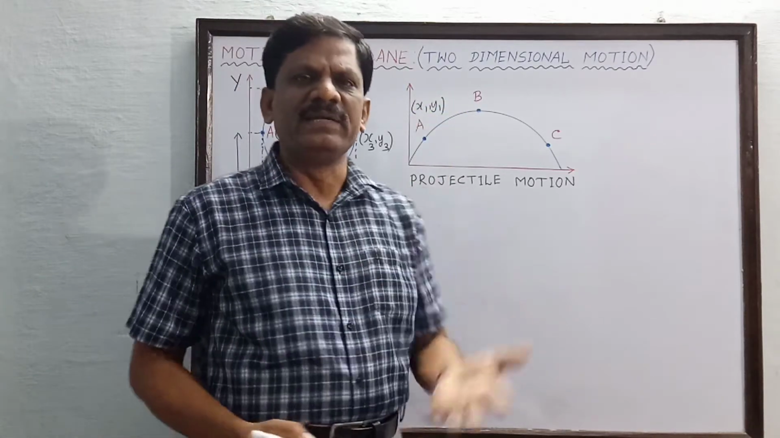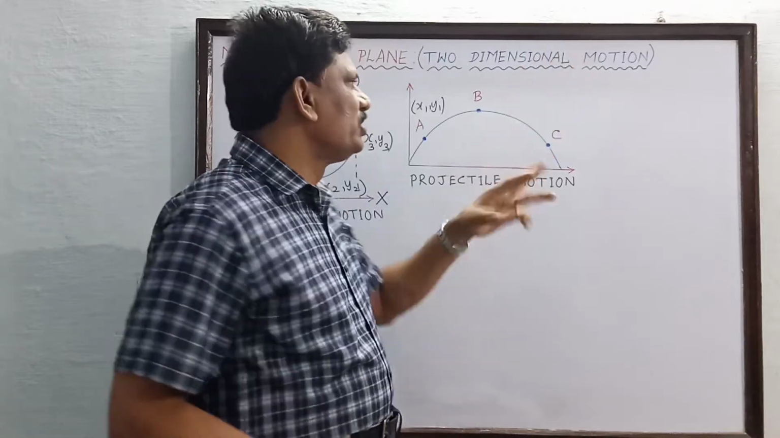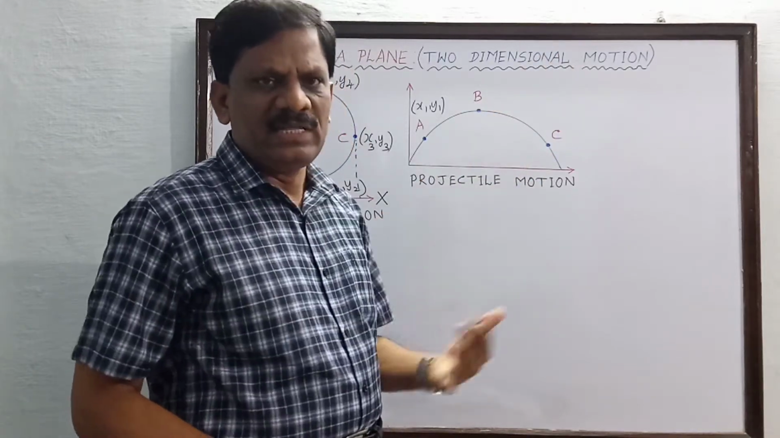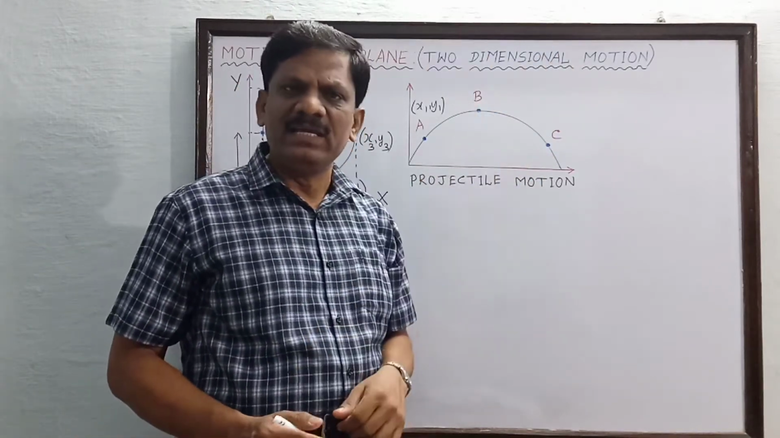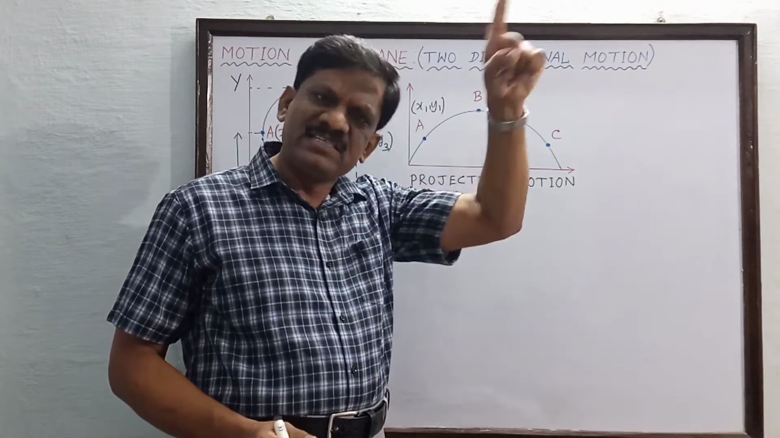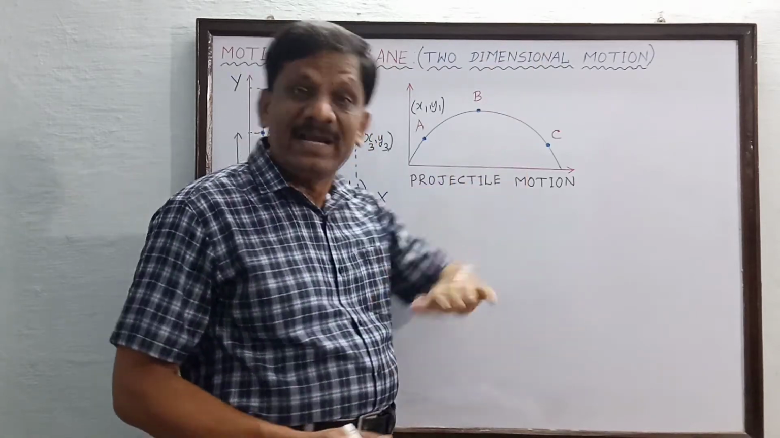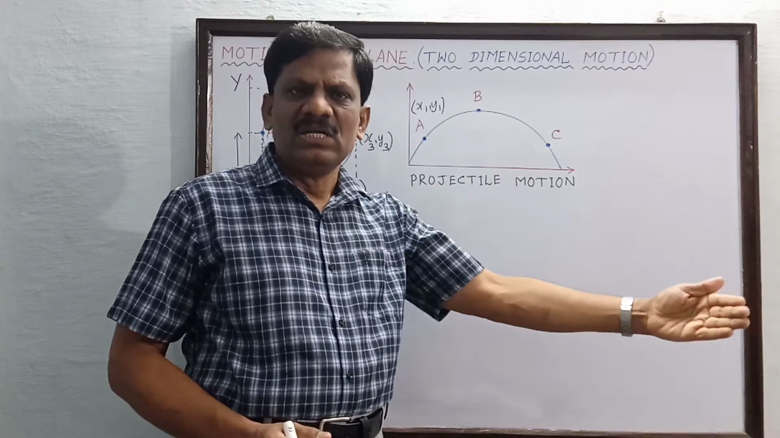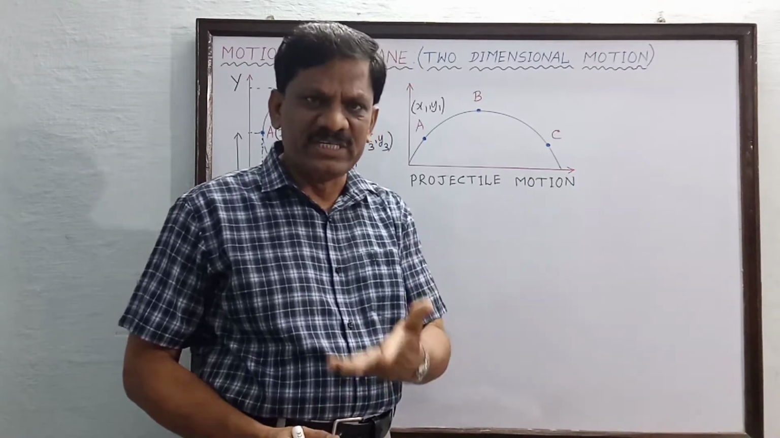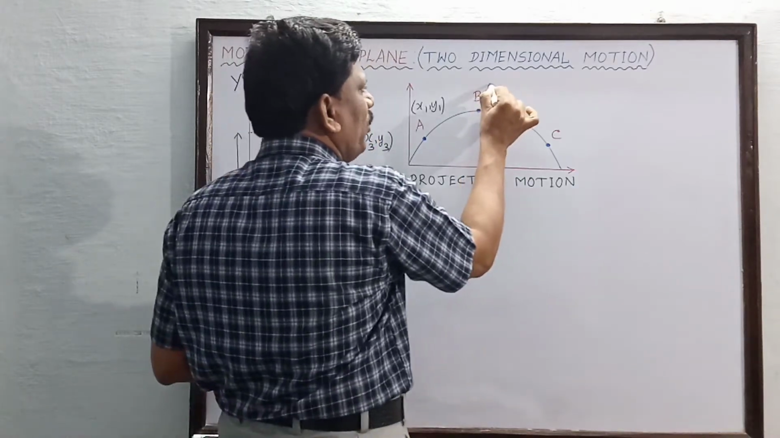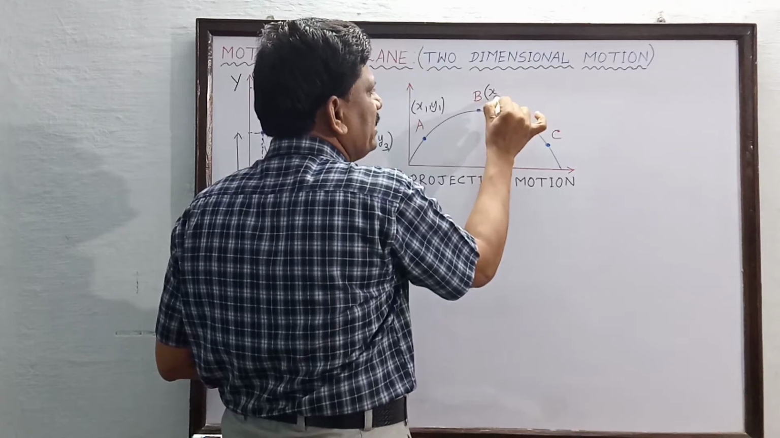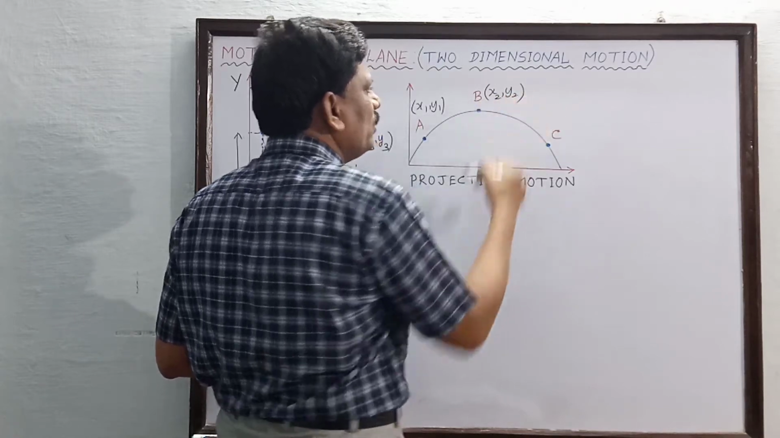Then after some time it goes to a position B. Can you see that B is at a greater height than A? That means the y coordinate has changed. Also B is ahead of A along the x-axis. So the x coordinate also has changed. So simultaneously both the x and y coordinates are changing. So it is x2 comma y2.